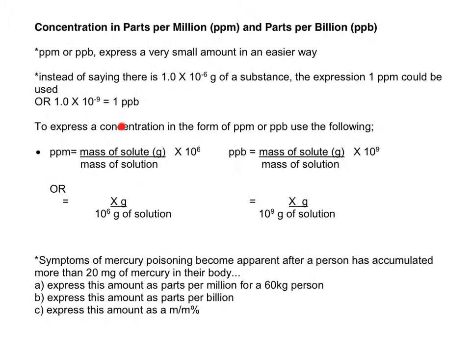To express a concentration in parts per million or parts per billion, we're going to use the following. To get parts per million, you need the mass of the solute, just like before, over the mass of the solution, with a gram sign there. Sorry, gang, that wasn't there. And then you multiply that by 10 to the 6. We know that 10 to the 6 is basically a 1 with 6 zeros. Let's try and write that nicely.